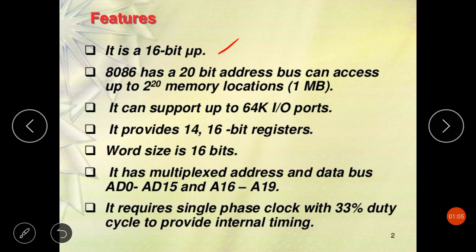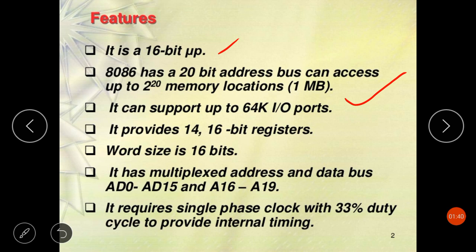Second point, it has a 20-bit address bus and can access up to 2 to the power 20 memory locations, that is 1 MB. So 2 to the power 20 memory locations mean 1 MB. Each of the 1 MB memory locations is 1 byte wide. Therefore, 16-bit words are stored in 2 consecutive memory locations.